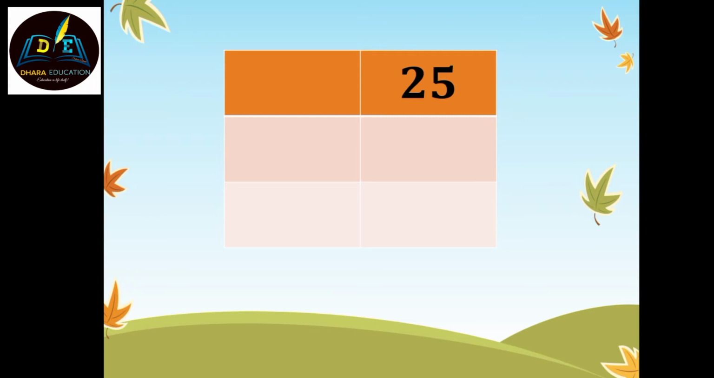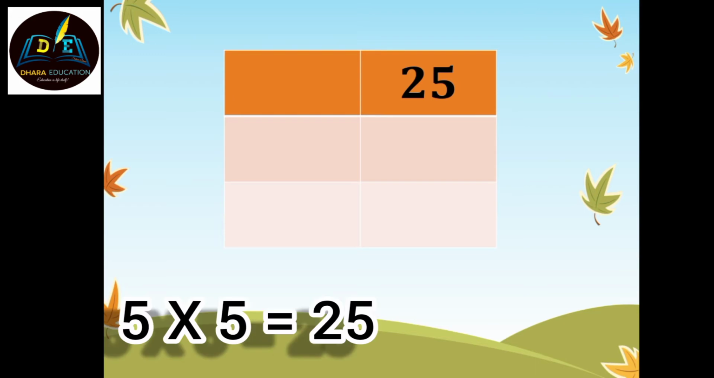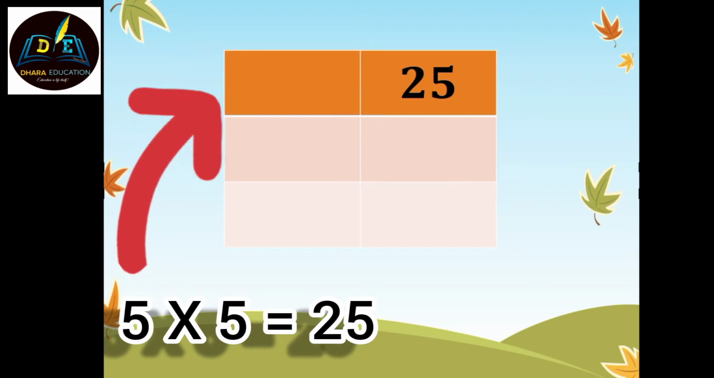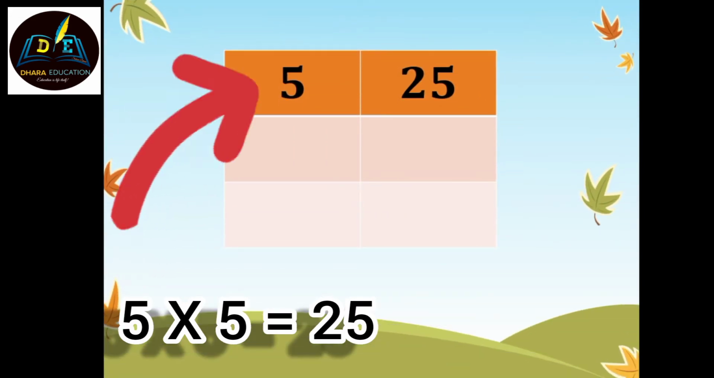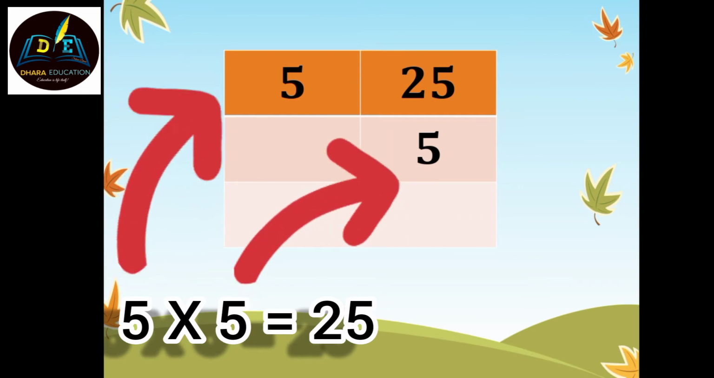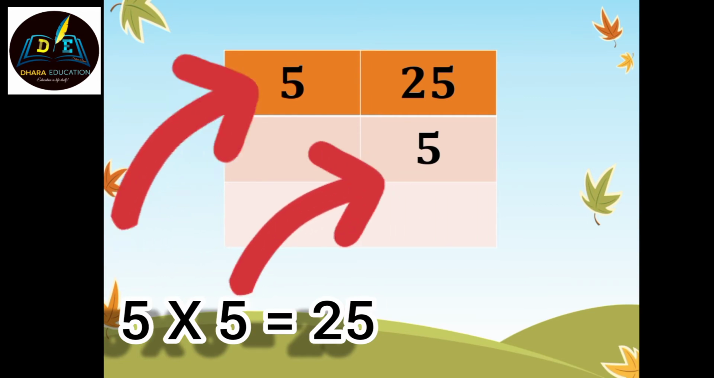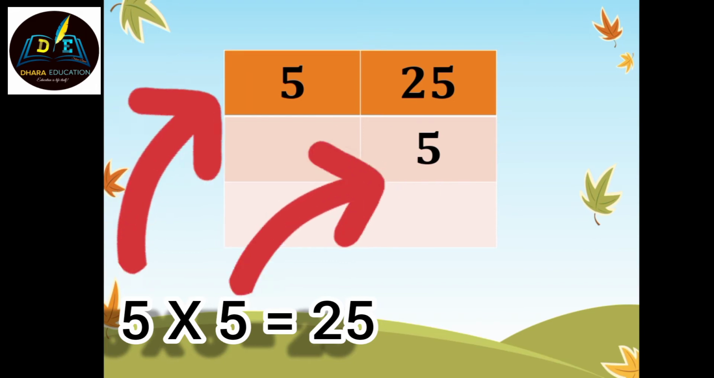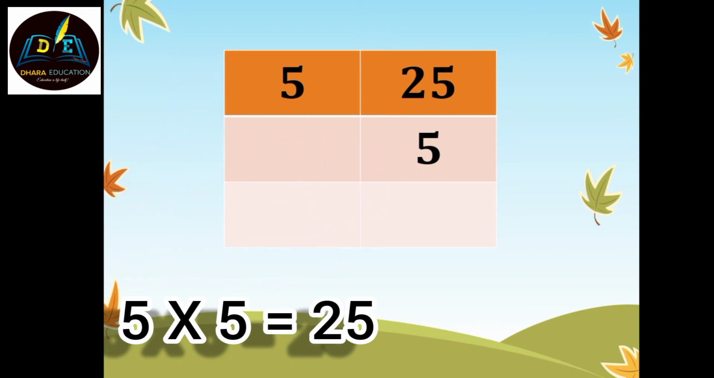So 25 comes under the table of 5. 5 5s are 25. Now let's start. We will write 25, and 5 on the left hand side, uppermost place. Then we have to write lower, below the 25, stating that it is a cross of 5, 5 5s are 25.